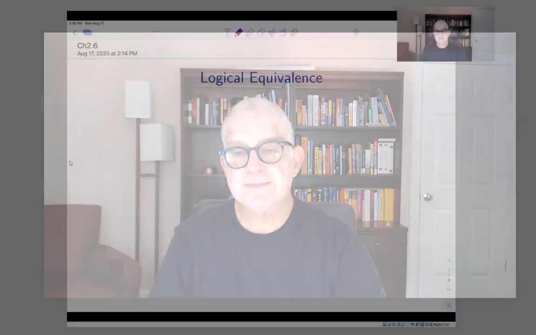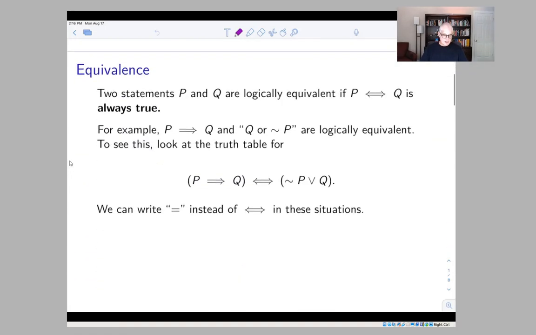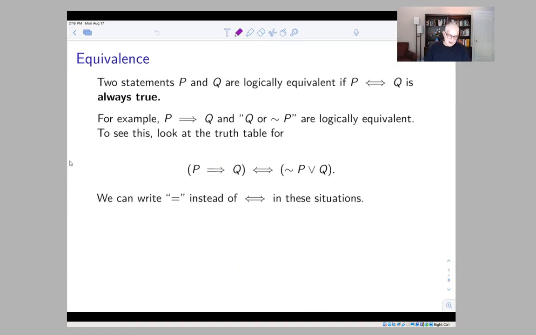So basically, two statements are logically equivalent if their truth and falsehood is the same. They're either both true or both false under exactly the same conditions. So let's look at this a little more closely and look at some examples. The book uses slightly different language, but for the purposes of this talk, I'm going to use this definition. If we have two statements, we'll call them P and Q, they're called logically equivalent if the combined statement P if and only if Q is always true.